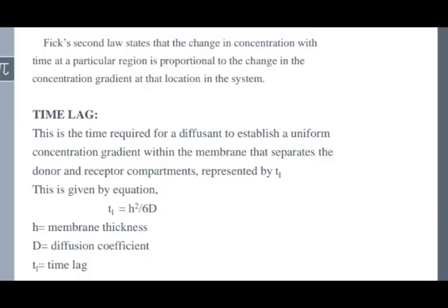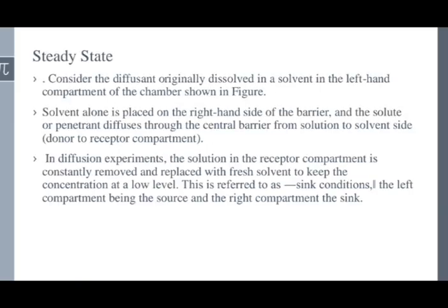Time lag is the time required for diffusion to establish a uniform concentration gradient within the membrane that separates the donor and receptor compartments, represented as T1. This is given by the following equation: T1 equals h squared by 6D, where h is the membrane thickness, D is the diffusion constant, and T1 is the time lag.